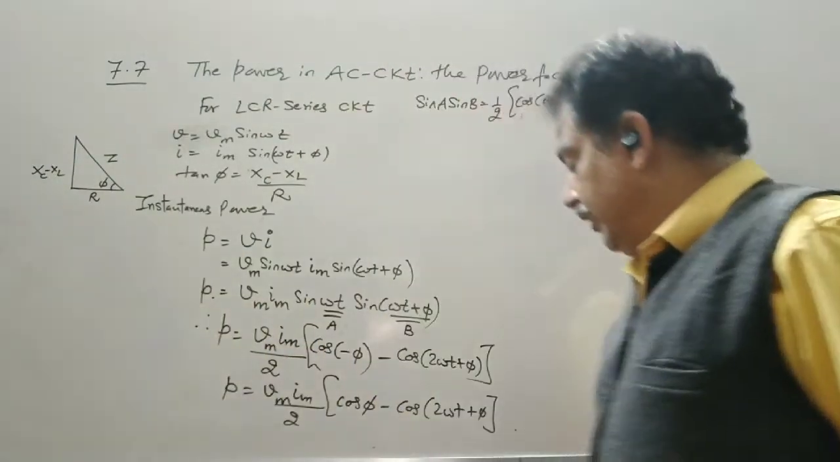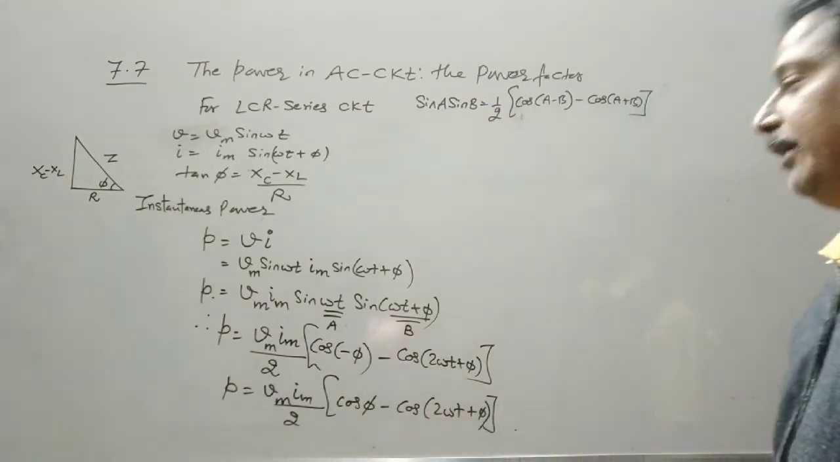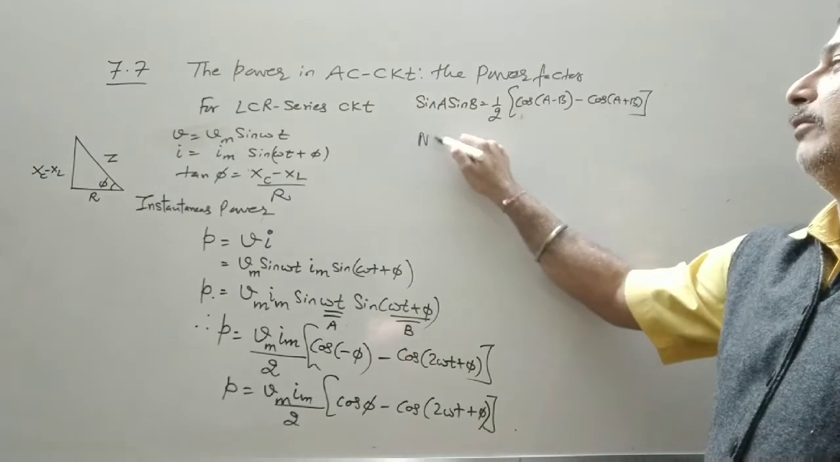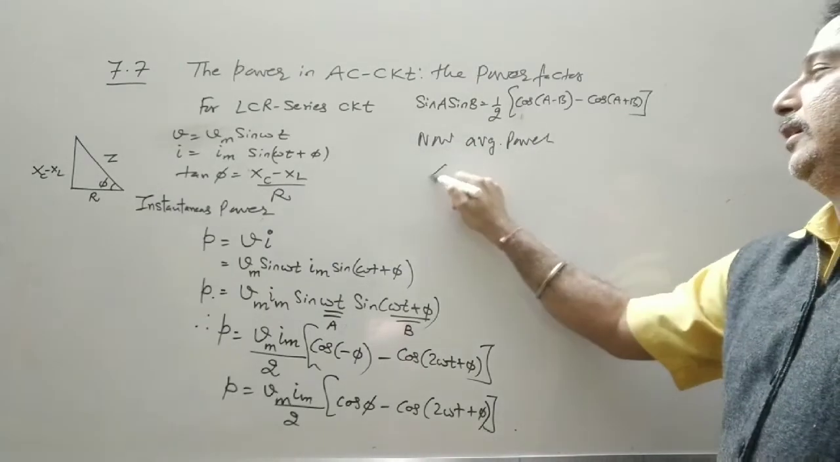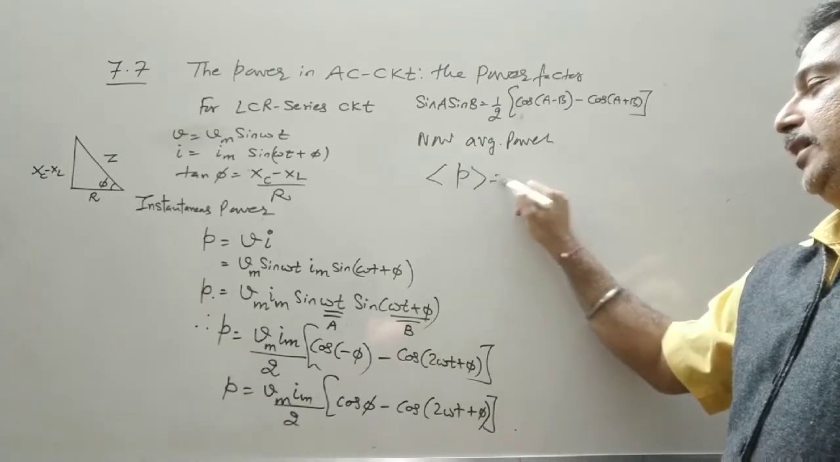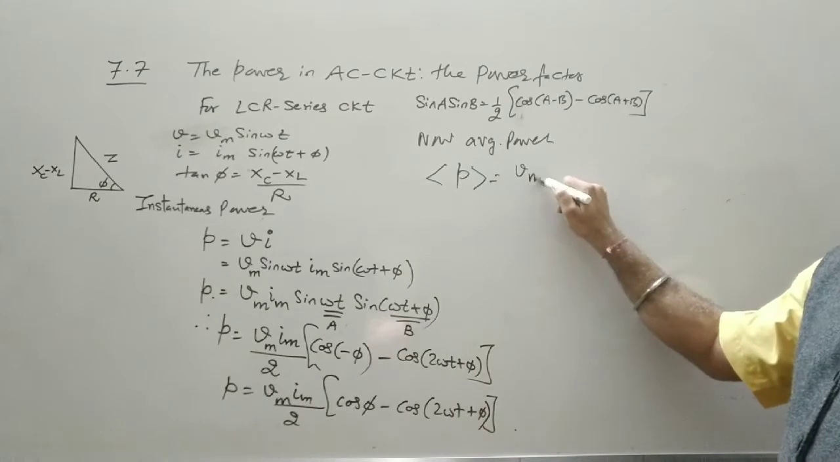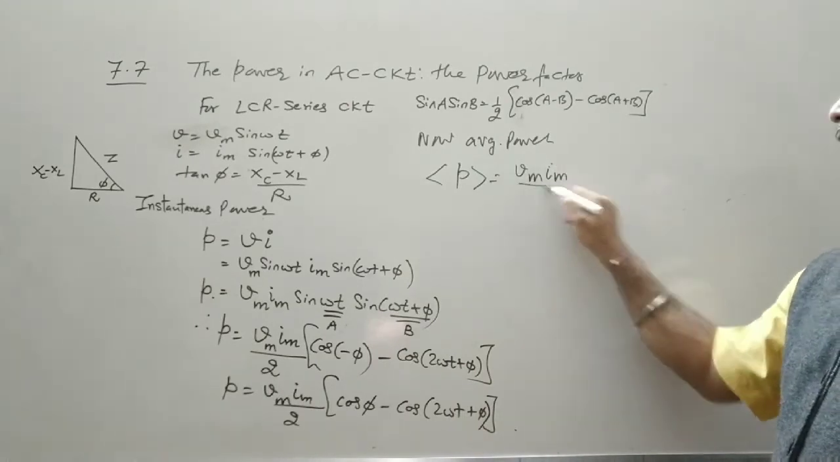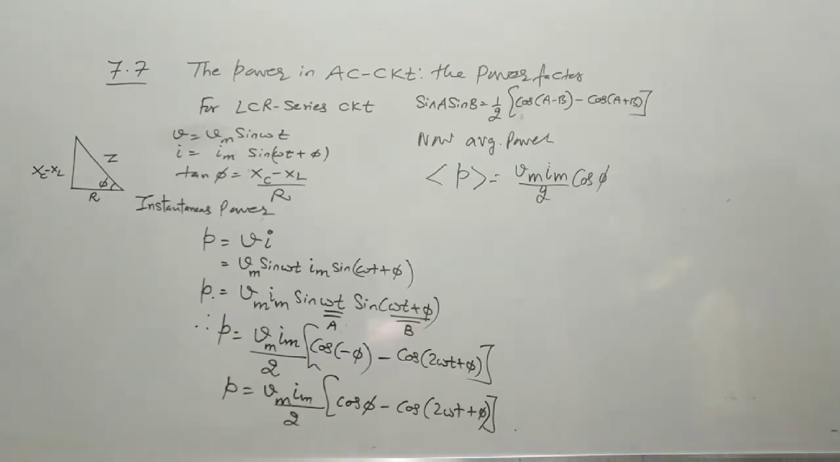Now here one term is time dependent and the other term is time independent. We have to find out the average power. Now the average power, that is the symbol we use. Now these are the constant terms. So it becomes Vm Im divided by 2 cos of phi. Again it is time independent.